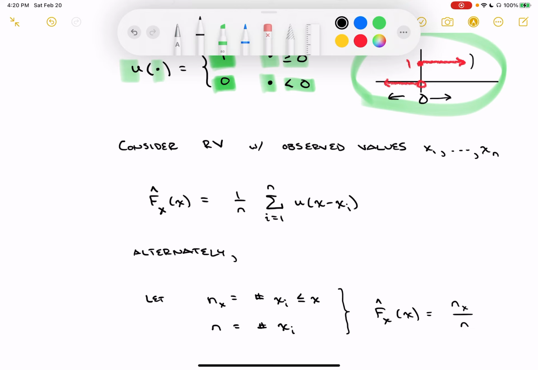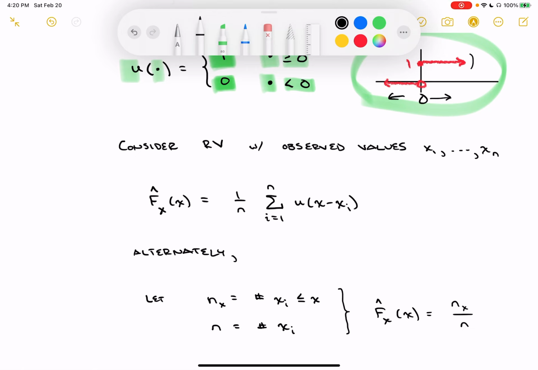This is a little different than the xi's that we talked about before. The xi's before were those unique values found in the range space. These x's that I have, x1 through xn, are just the values that I observe in repeating this experiment n times. Some of those x's could be the same thing, right?